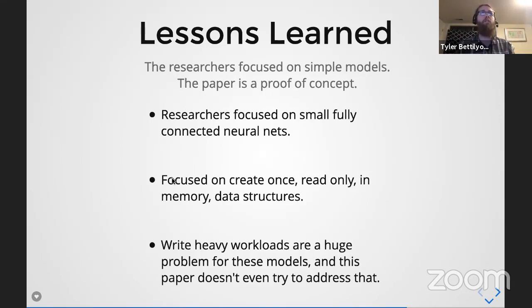So all of these are focused on, right here, create once, read only, in memory data structures. And they just gave up on write heavy workloads. They say that's a problem for the future. We hope this is encouraging enough that some other researchers will take up the challenge and try and solve the problem for write heavy workloads or disk-based indexes.